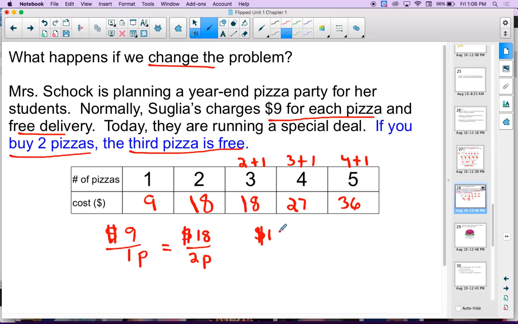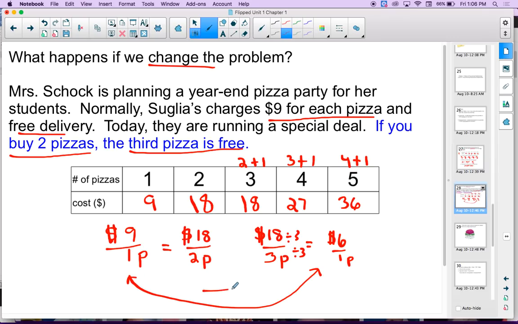Now we're paying $18 for 3 pizzas. We simplify this, now we're dividing by 3. And we see that at this point the cost is $6 per pizza. These ratios are not the same. So because they are not the same, I'm going to use my not equal to sign. Because they're not the same, we're going to say this is a non-proportional relationship. Okay, non-proportional.